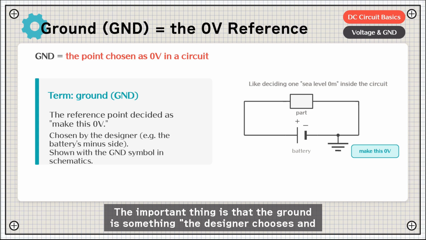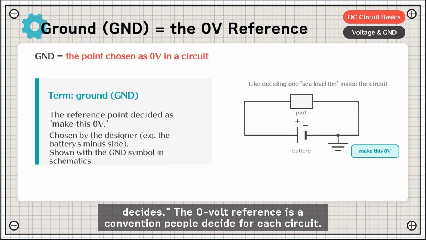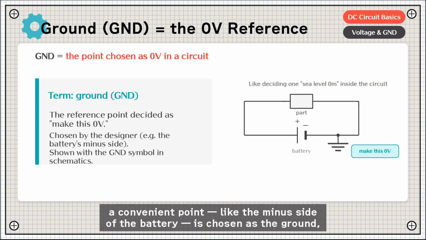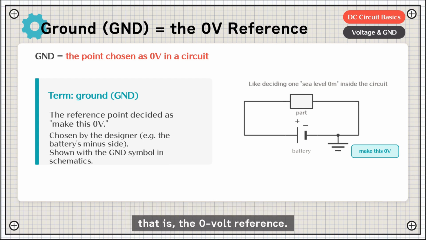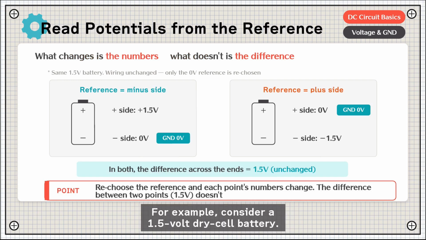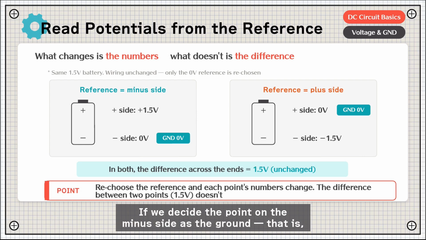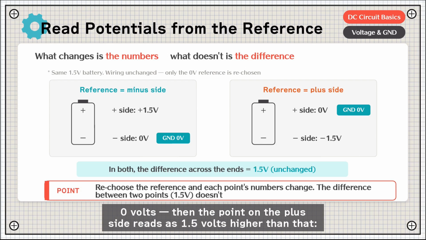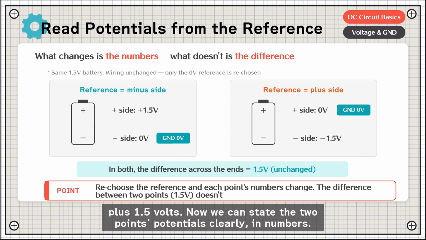The important thing is that the ground is something the designer chooses and decides. The 0-volt reference is a convention people decide for each circuit. In many circuits, a convenient point like the minus side of the battery is chosen as the ground. That is the 0-volt reference. Alright, let's decide a reference and actually read each point's potential. For example, consider a 1.5-volt dry cell battery. If we decide the point on the minus side as the ground, that is 0 volts, then the point on the plus side reads as 1.5 volts higher than that, plus 1.5 volts.